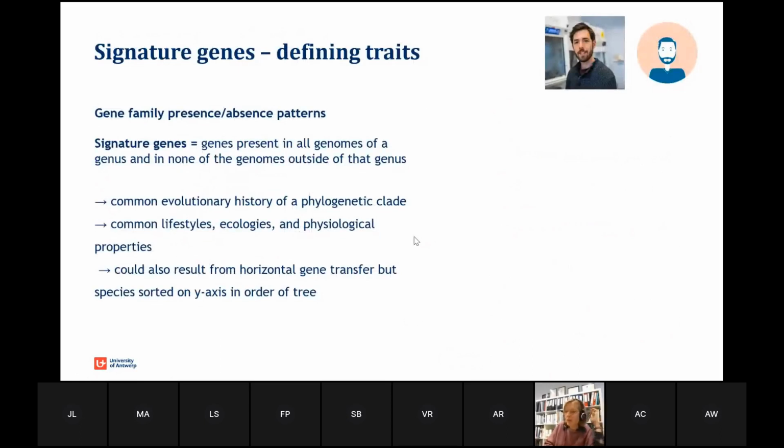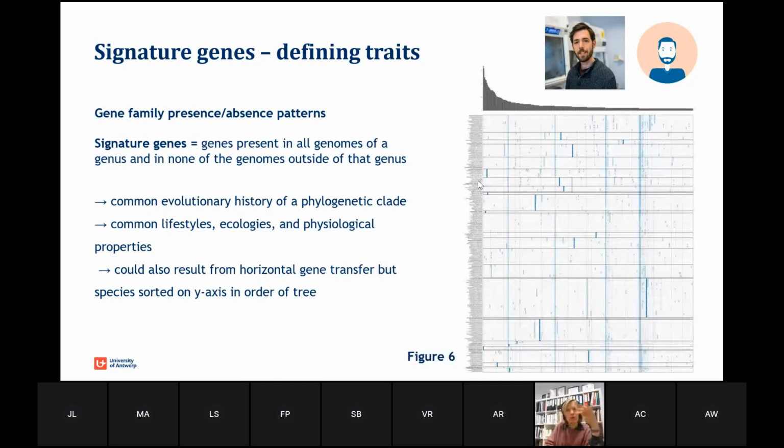I want to quickly mention one criterion based on signature genes, which is a genome-based strategy but independent of annotation. We rationalized that signature genes are genes present in all genomes of a genus but in none of the genomes outside of that genus. We used these signature genes at certain moments when we were still doubting whether something was a novel genus or not. And it's maybe better to show this on the figure.